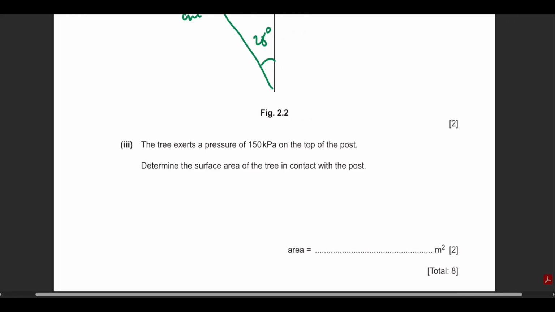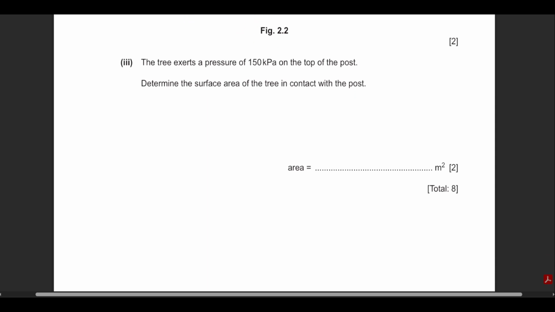He says the tree exerts a pressure of 150 kilopascals on the top of the post. Determine the surface area of the tree in contact with the post. So this is simply pressure equals force over area. Pressure is 150 into 10 raised to power 3. You will be ignoring this small k. Please don't do that. This is kilopascals equals to force, which is 1800 divided by A.